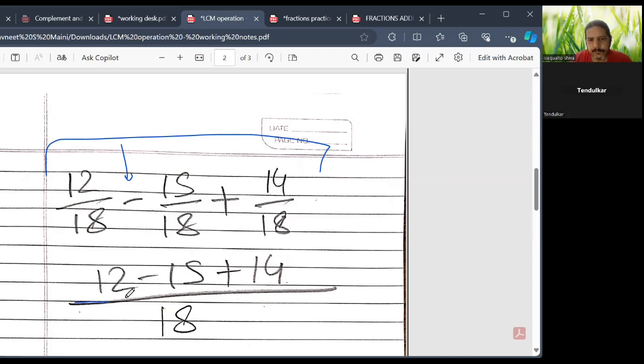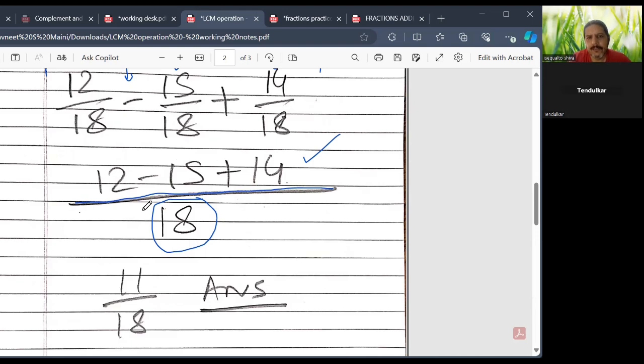Then I put a single straight, long line, and the numerators would be in this numerator. Because these are equivalent fractions, the denominator of these three terms is 18. Any doubt till there? And after this, I just have to do the integer addition and subtraction. So the final answer would be 11. Any doubt?